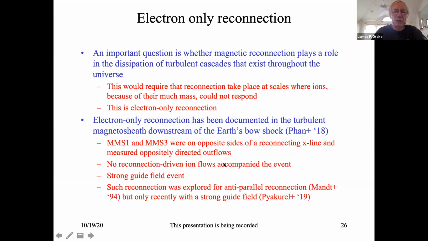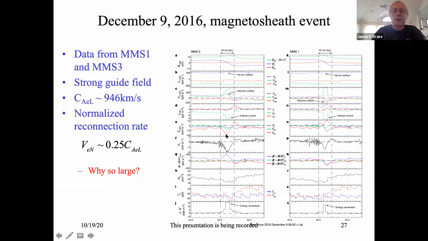No reconnection-driven flows accompanying this event. No reconnection-driven ion flows accompanied this event. This event had a strong guide field. And so this was an important documentation of electron-only reconnection. I'm running out of time, but anyhow, here it is.